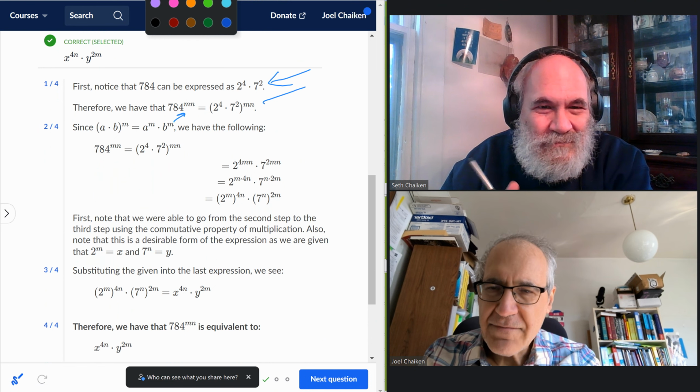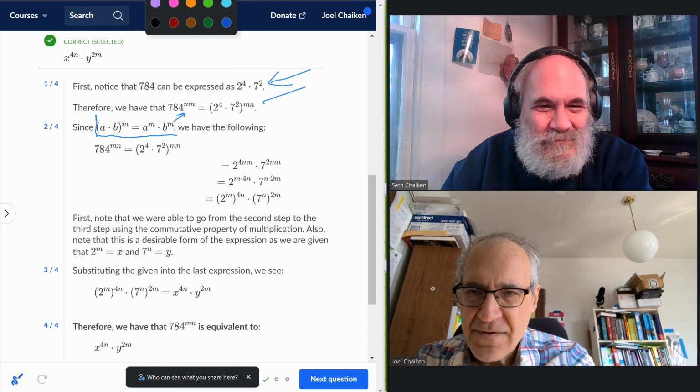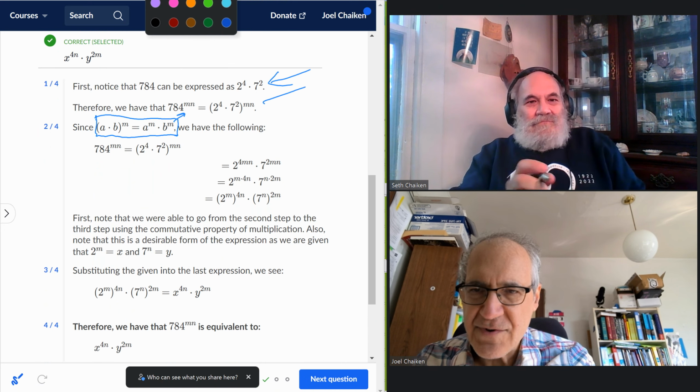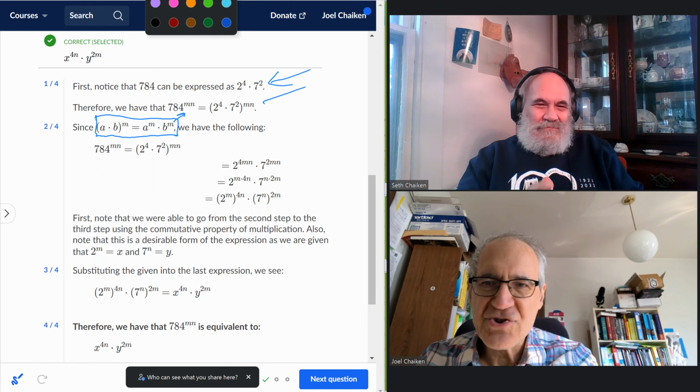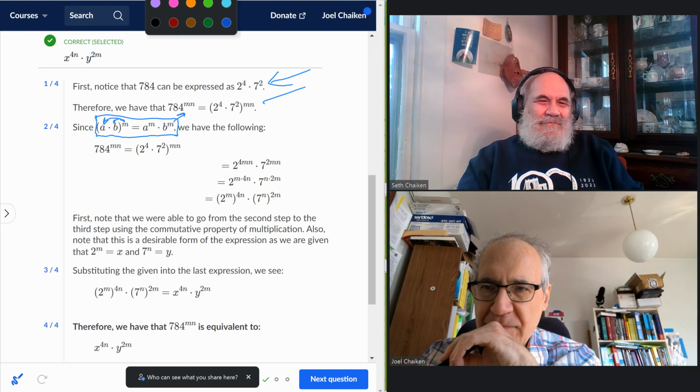Critical thing, right? Then you have to use the power rule. This is called the power rule. Very, very important. Exponent rule. Ultra important. And you distribute. Power rule is sort of on steroids. You distribute the M to both of them. Okay. So then you get this.